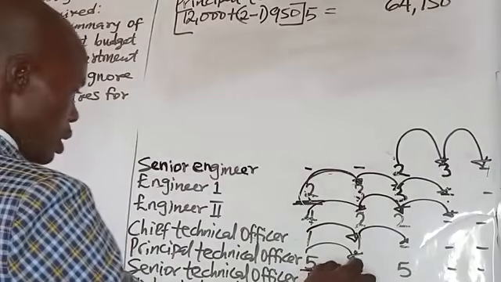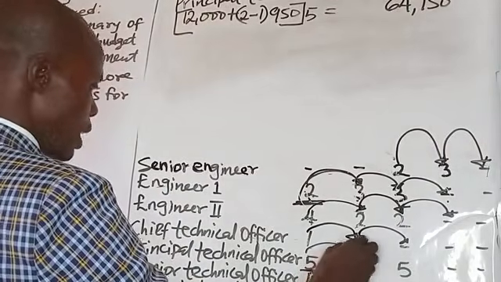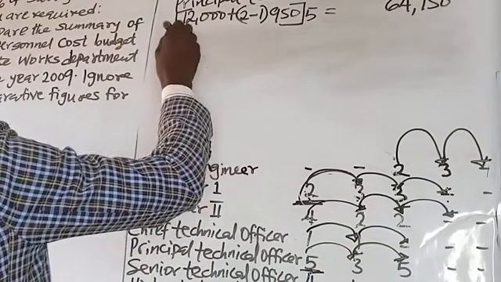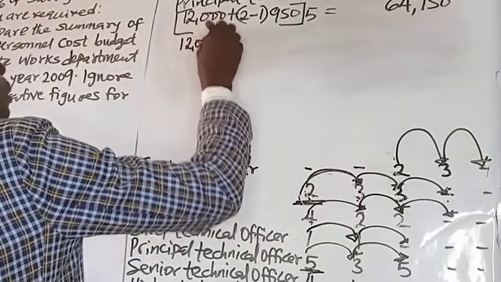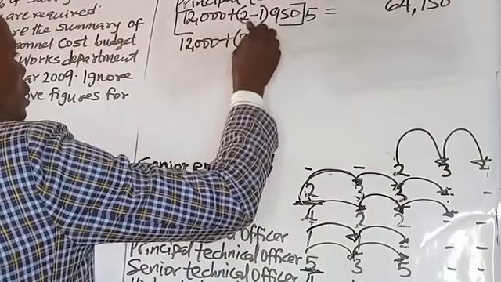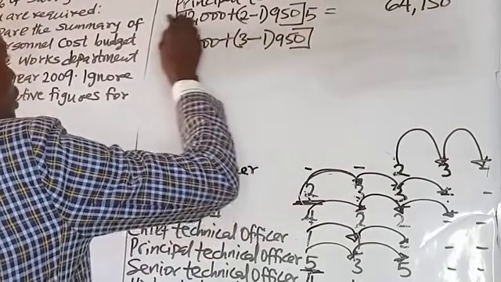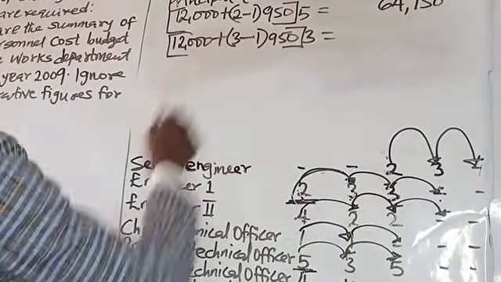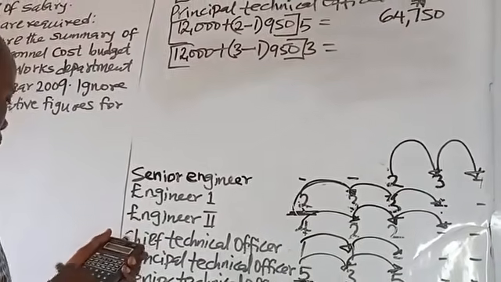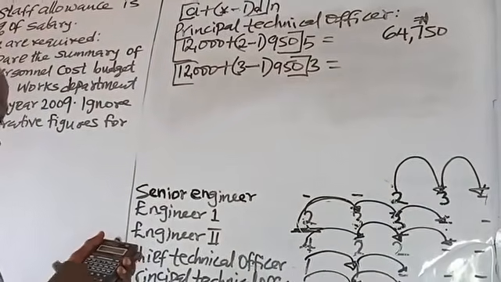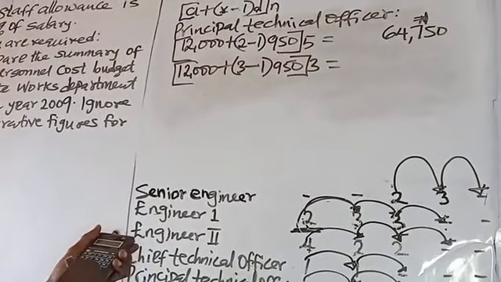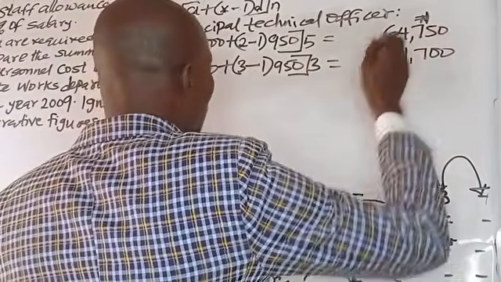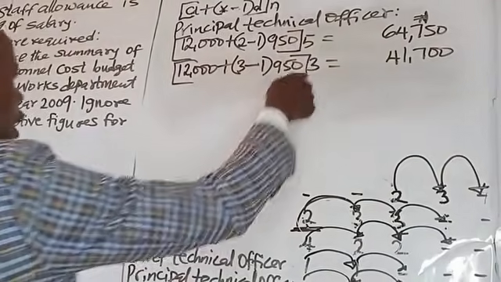Also, 3 were in step 2, who are now moving to step 3. 3 employees, let's calculate theirs. So we have 12,000 plus step 3 now, 950. And there are 3 employees in that step. So 3 minus 1, that is 2. 2 times 950, we have 1,900 plus 12,000. That is 13,900 times 3 employees. So we have 41,700. You've calculated for 8 employees altogether.